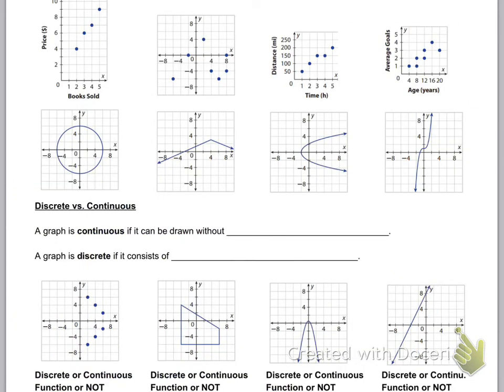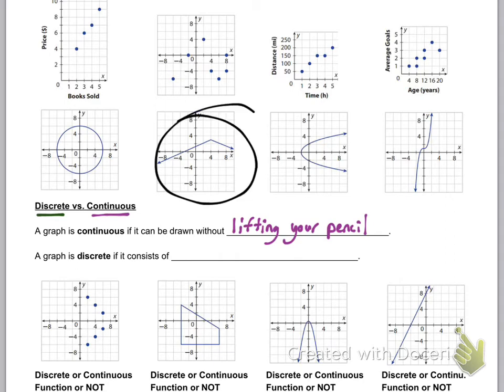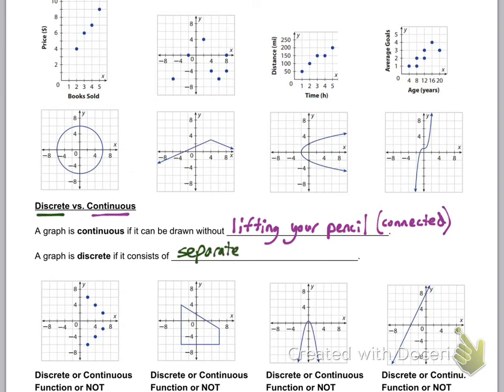All right. So you notice all the top has just dots on those graphs and all the bottom seems to have lines that are connected. That's exactly what discrete and continuous mean. A graph is continuous if it can be drawn without lifting your pencil. If you can draw a smooth line or just a curvy line or even a pointed line like this, all those can be drawn without lifting your pen or pencil. Whereas a graph is discrete if it consists of separate points. So while a continuous graph is connected, the discrete graph is disconnected.